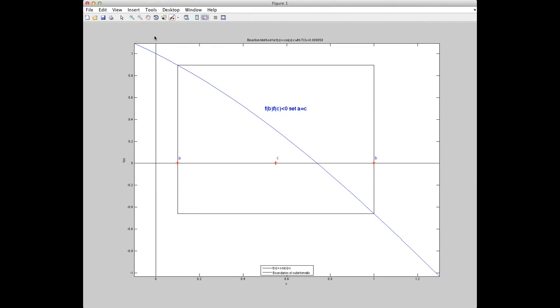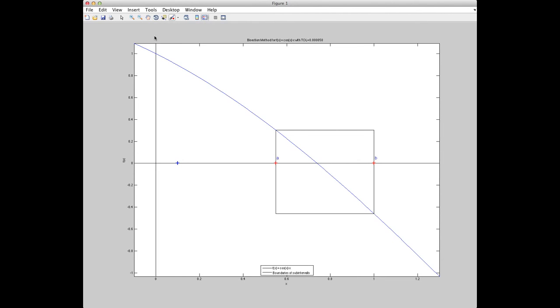A good way to test this is to compute the function evaluated at B times the function evaluated at C. If it's less than 0, that means that f of B and f of C have different signs, so the function must have crossed the x-axis. So if f of B times f of C is less than 0, we update our left endpoint A and set A equal to C. And we define a new interval.